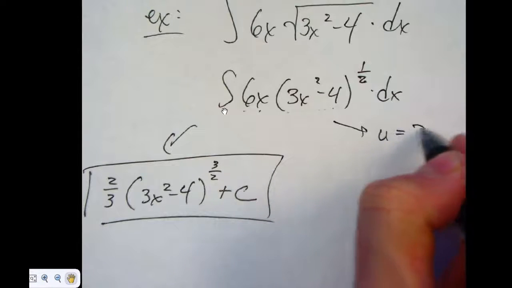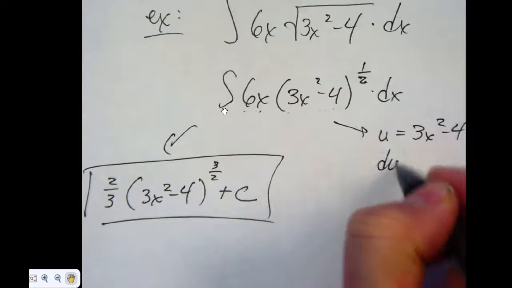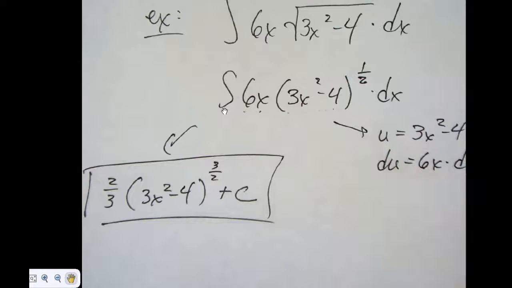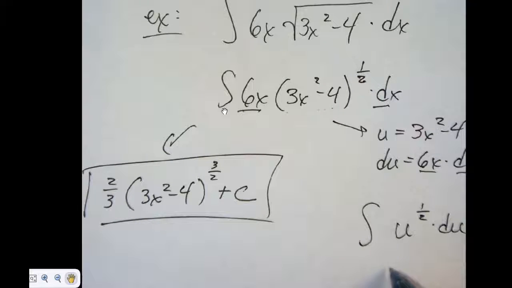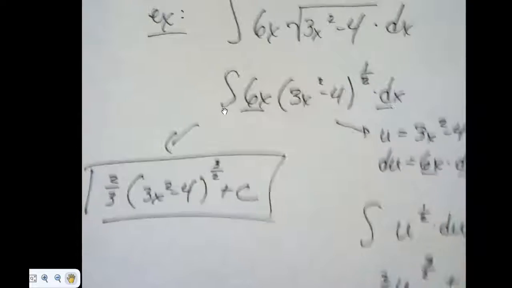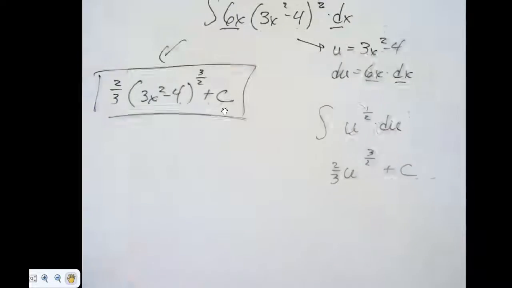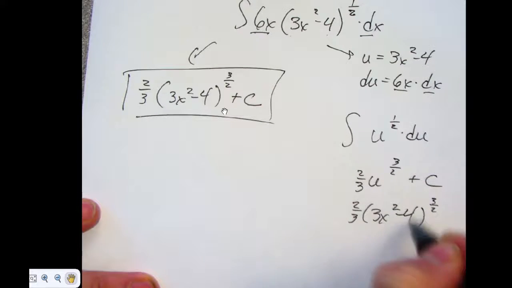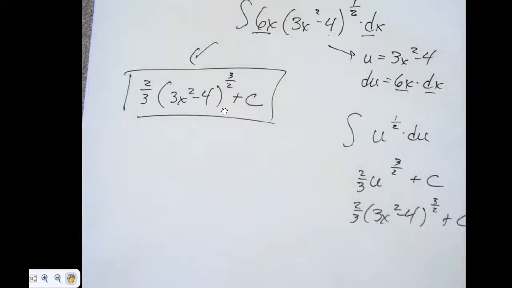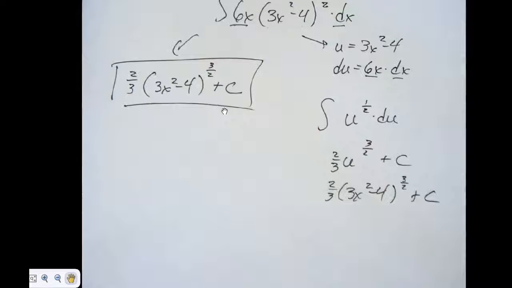Over here, I'm going u equals 3x squared minus 4. du equals 6x times dx. So then there's my 6x and dx. So when I rewrite it, it becomes u to the 1/2 times du. So 2/3 u to the 3/2 plus c. And then plug the x's back in place. And you end up at the same spot, just a little bit longer journey to get there. How many of you were able to get there using the U-substitution method? Okay. Questions there before I move on to, okay, what if it's not balanced?